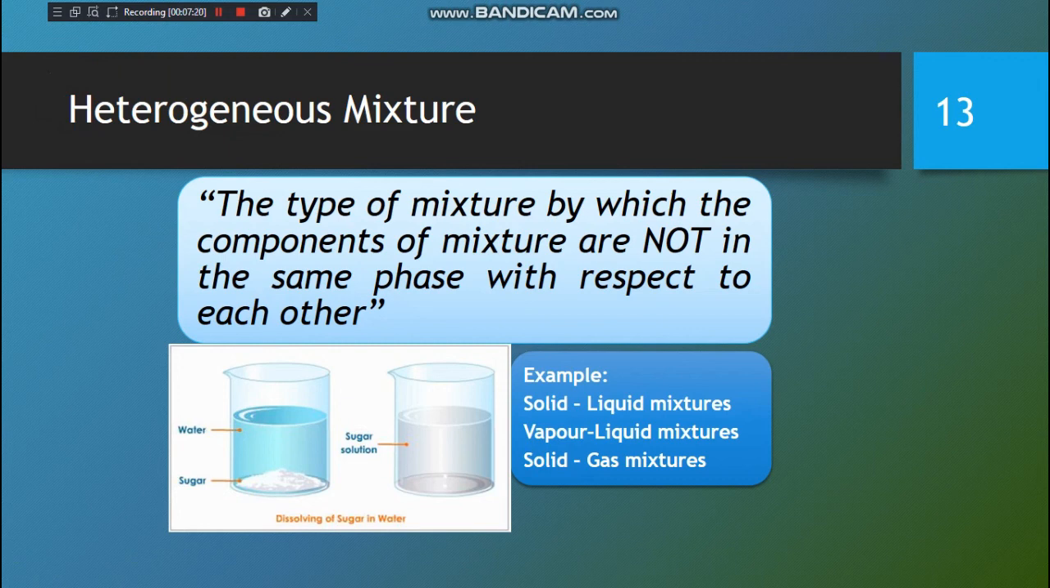Therefore, it can be said that if you refer to a solid-liquid mixture, the mixture consists of one component in solid form, while the other component is in liquid form. The same goes if you refer to a solid-vapor or gas mixture or a vapor or gas-liquid mixture. From here, it can be said that one component is in solid form while the other component is in vapor or gas form, and one component is in vapor or gas form while the other component is in liquid form respectively.